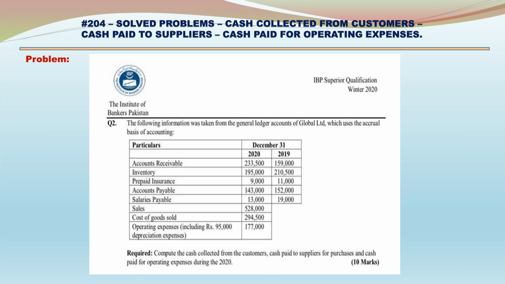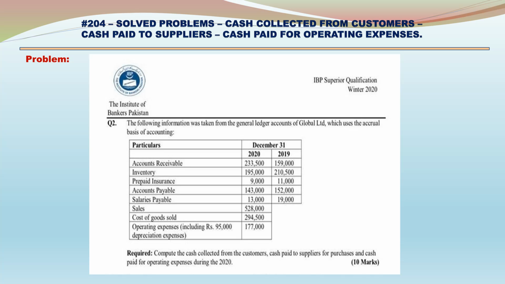Accounts receivable 233,500, 159,000. Inventory 195,000, 210,500. Prepaid insurance 9,000, 11,000. Accounts payable 143,000, 152,000. Salaries payable 13,000, 19,000. Sales 528,000. Cost of goods sold 294,500. Operating expenses, including 95,000 for depreciation expenses, 177,000.